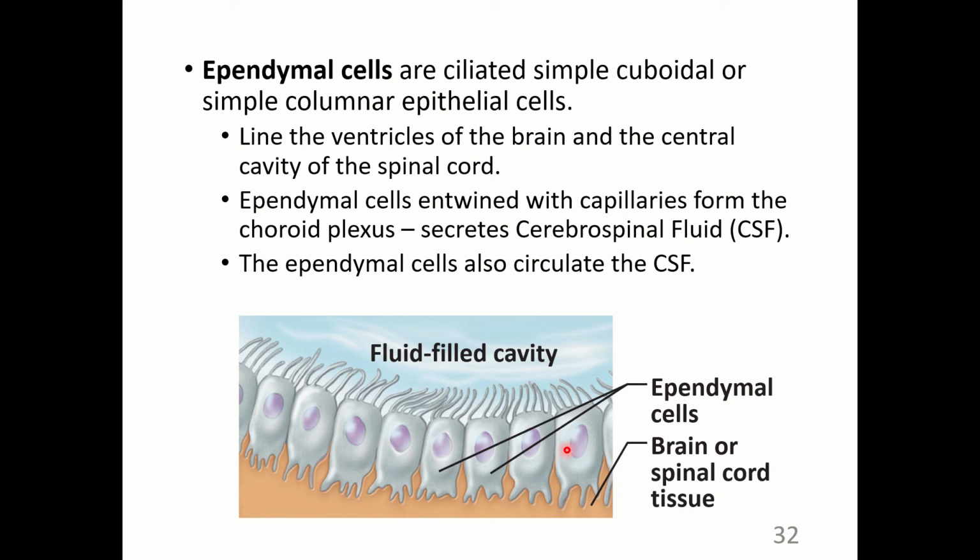This illustration shows ependymal cells anchored to the brain or spinal cord tissue. They have cilia that will help to circulate the cerebrospinal fluid. They also, along with capillaries, secrete the cerebrospinal fluid.